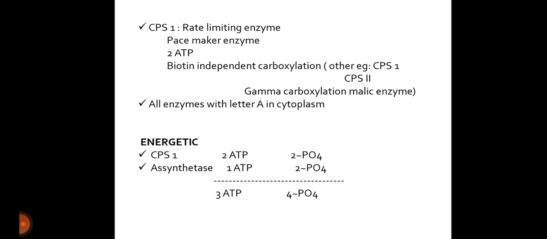Coming on to the energetics. In carbamyl phosphate synthetase 1, we used 2 ATPs and 2 high energy phosphates. AS synthetase, in the sense argininosuccinate synthetase, requires 1 ATP and 2 high energy phosphates. So adding up all, it gives 3 ATP and 4 high energy phosphates.